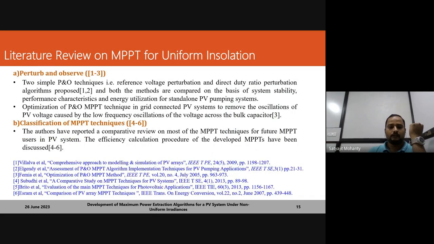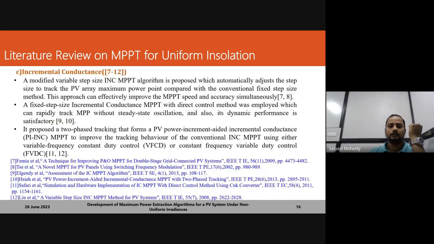I have done various literature surveys. A few papers I can discuss: for uniform insolation levels, the most promising are Perturb and Observe and Incremental Conductance. These two are the most promising. Apart from them, we have open circuit voltage techniques, short circuit current techniques, and many more.